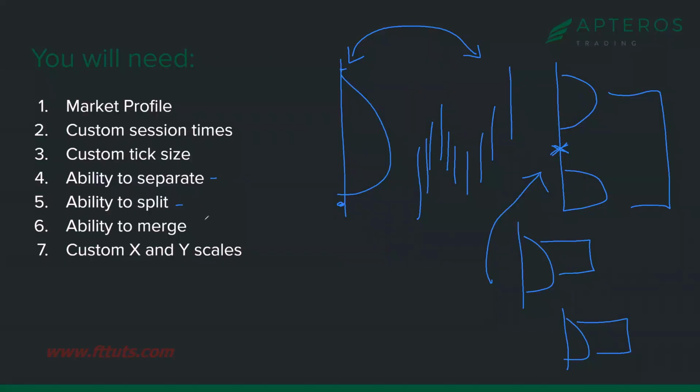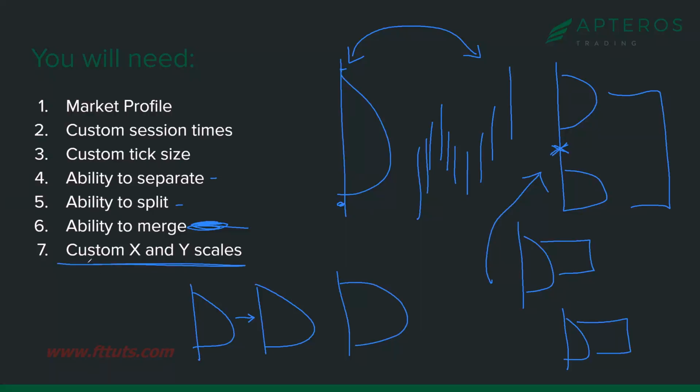But we also need the ability to merge. This is a must-have. If we have this day and this day, we're going to put them together into one profile consisting of 2 days, and we're going to use that. And then you have to be able to adjust your scales, both on the x-axis and the y-axis. And I'll show you what I mean by that. Not only be able to adjust them, but be able to say, don't mess with my scale, please. Leave my scale like it is. Don't keep automatically adjusting it like automatic scales do.